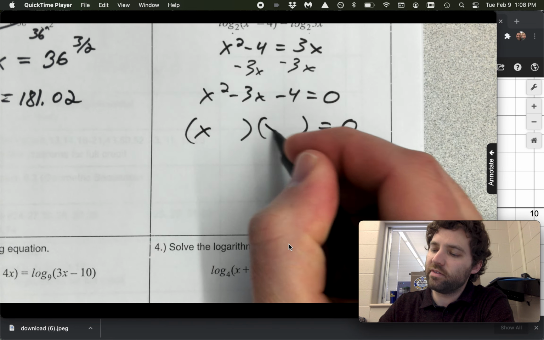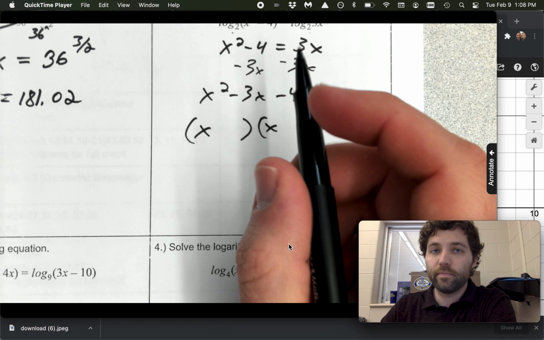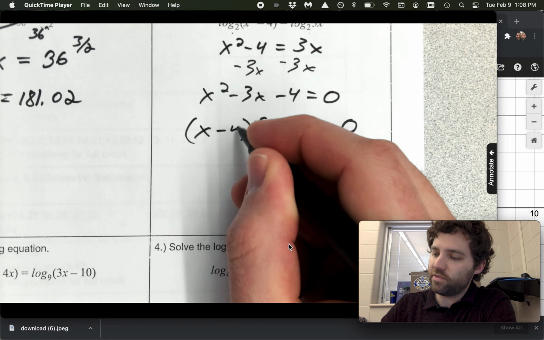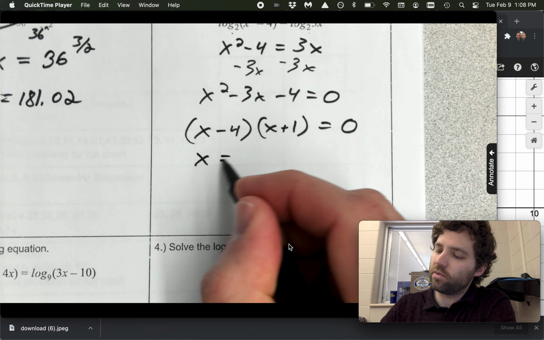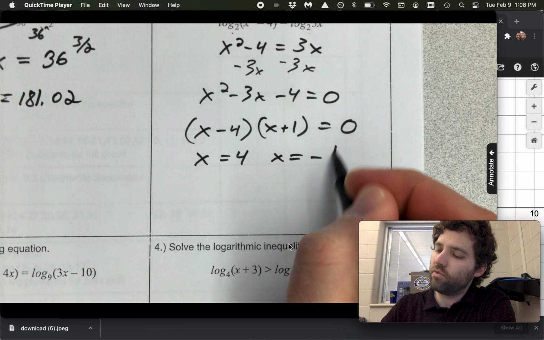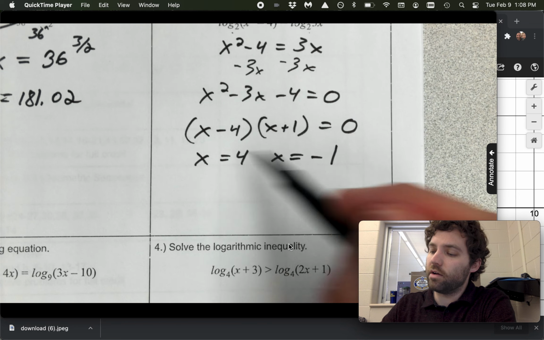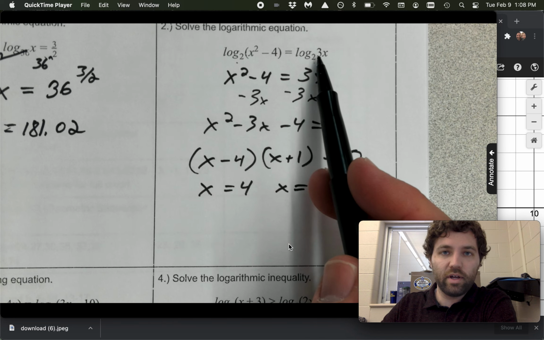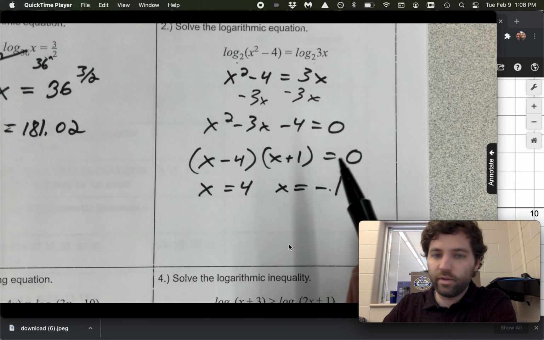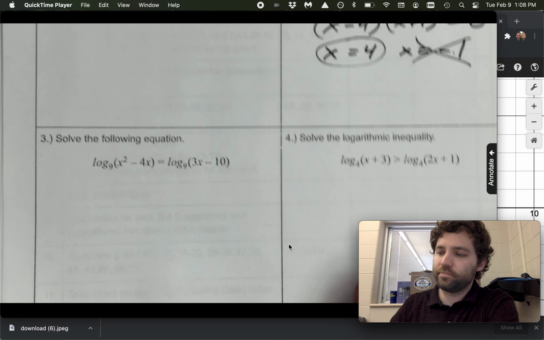I've got x and x here. It's got to be numbers that multiply to give me negative 4 and combine to give me negative 3. That's going to be minus 4 and plus 1. So that means my solutions are x equals 4 and x equals negative 1. And then from there, we're going to check, are either one of these extraneous solutions? The answer is yes. If you put in negative 1 here, you'll have the log of a negative, which is impossible. All right, so that one is out, and we're left with x equals 4 as our only solution.